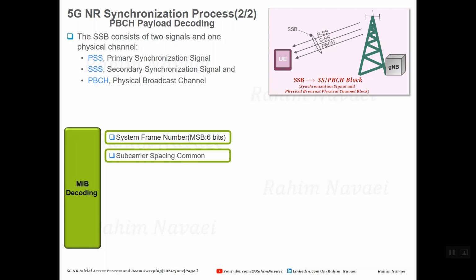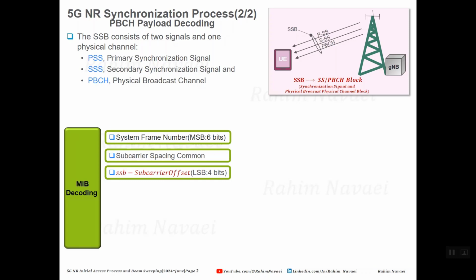Subcarrier spacing. This parameter within the MIB is essential for a 5G device for creating the common resource grid. The SSB subcarrier offset parameter is crucial for the 5G device to locate the SSB within the frequency domain.